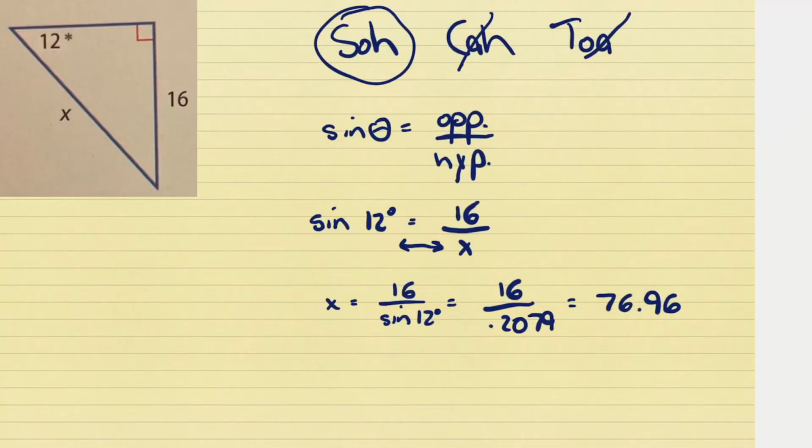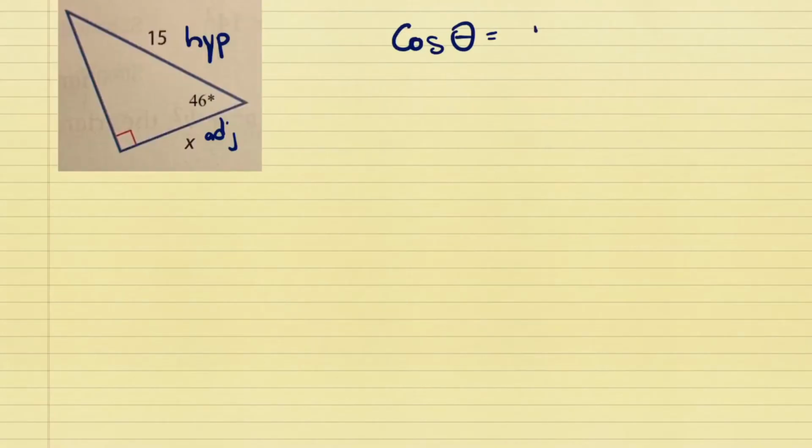All right, let's jump into the next one. What we have here is an adjacent wall and a hypotenuse. So it looks like I'm using the cosine formula. Cosine of an angle is adjacent over hypotenuse. Again, that's from Sohcahtoa.